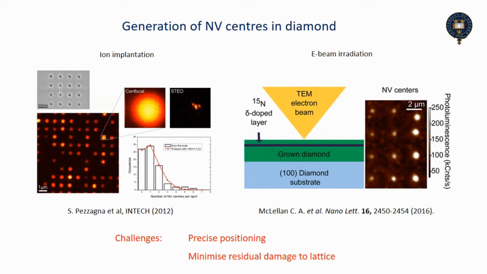Now, both of these processes, however, are inherently stochastic, so the annealing step of NV formation is applied to the entire diamond crystal, and so essentially you can target a particular average number of NVs that you want to create per processing site, but you can't deterministically create a selected number of NVs per site.